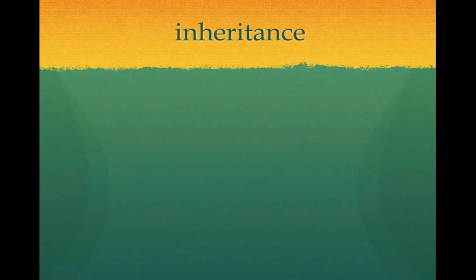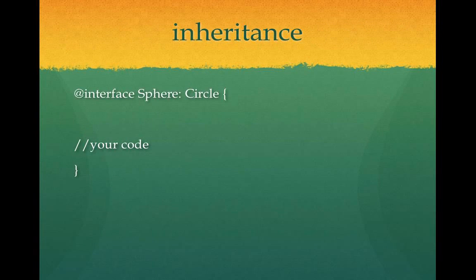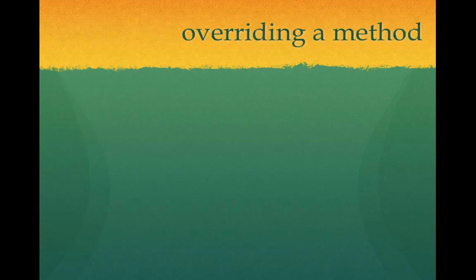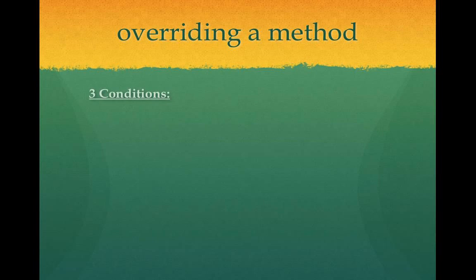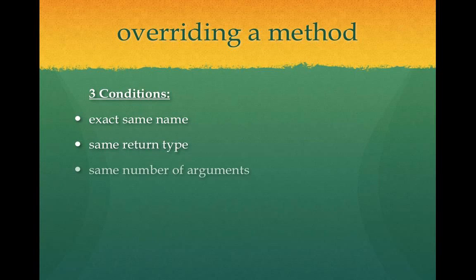Okay, inheritance is just like in OOP. You use the colon and then the class you want to inherit from. This is not an important thing. Overriding a method, you have three conditions to override a method. The two methods have to have the same name, the same return type, and the same number of arguments.